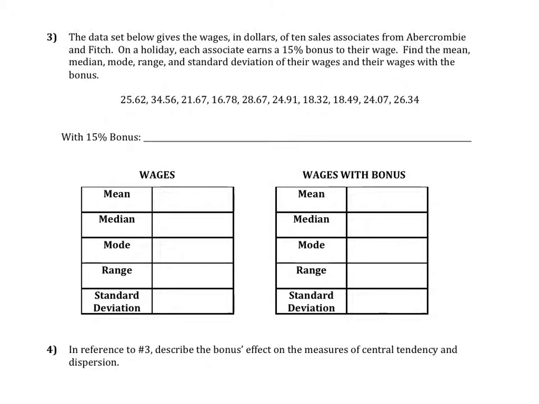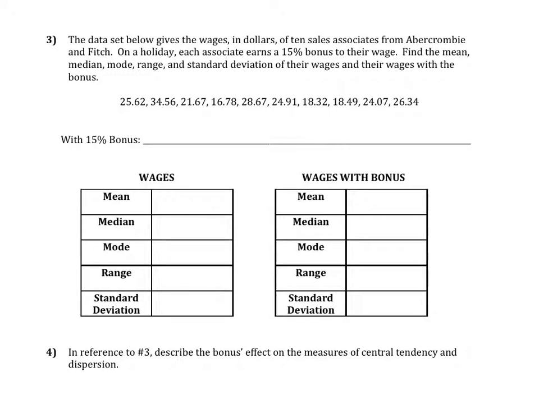Okay, this is our last set of central tendency questions, and it says the data set below is given in wages in dollars of 10 sales associates from Abercrombie & Fitch. On a holiday, each associate earns a 15% bonus to their wages. Then we're going to calculate all our mean, median, mode, range, and standard deviation. And then we need to find out what it's going to look like after we give them that 15% bonus.